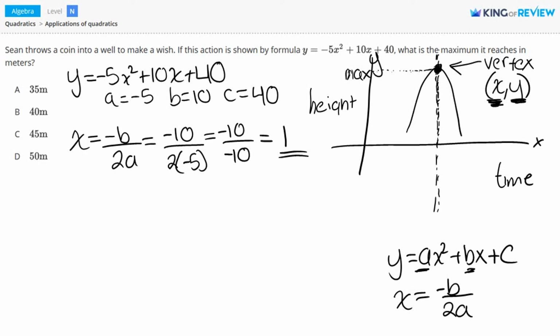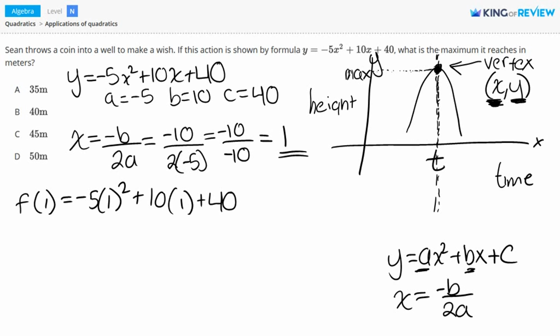So 1 here is the x-coordinate of our vertex. It also represents the time at which the coin reaches the maximum height. So now that we know x, we can plug this into the equation to solve for y. We have f of 1 equals negative 5 times 1 squared plus 10 times 1 plus 40. When you work this out, you get 45. So 45 is the y-coordinate of the vertex, and it represents the maximum height that the coin reaches.